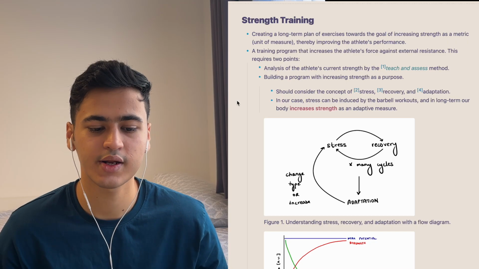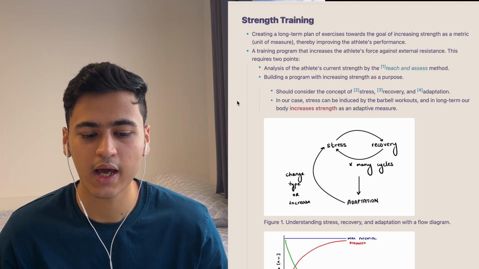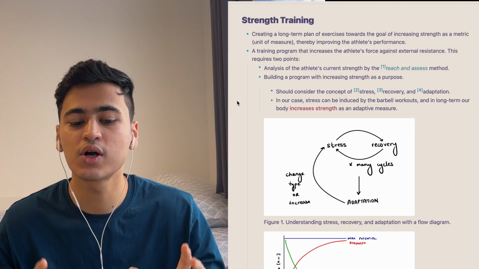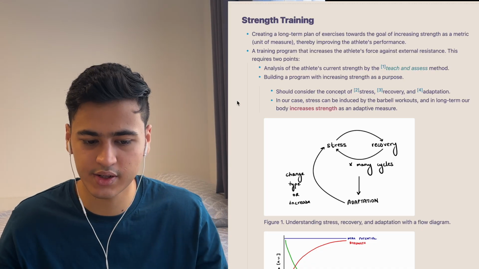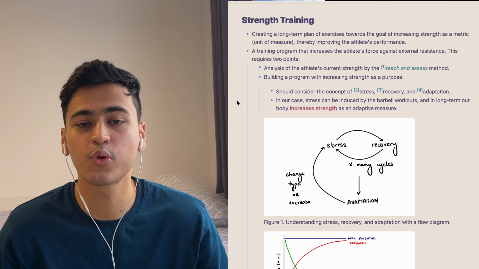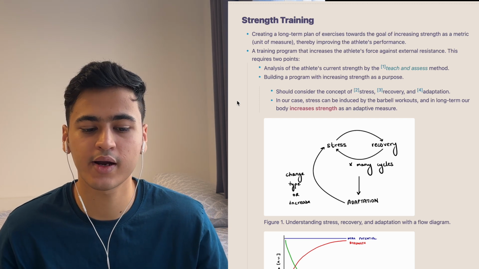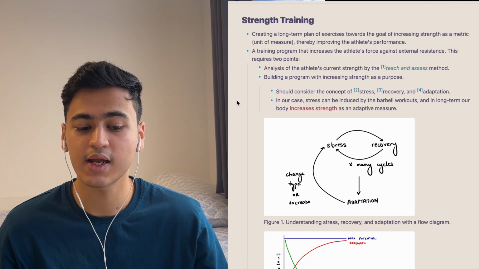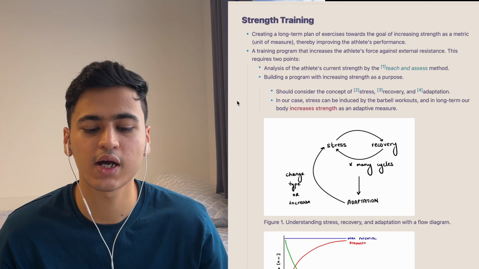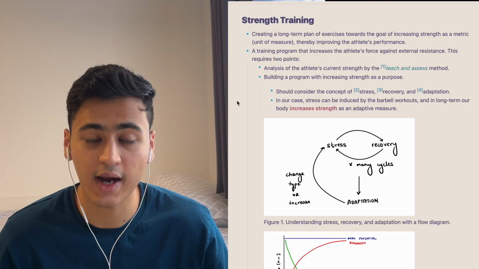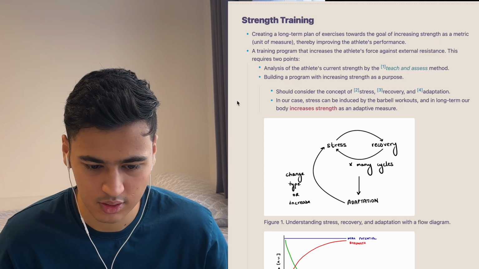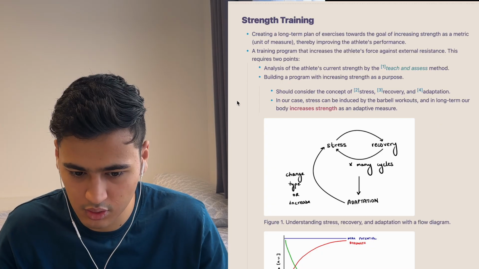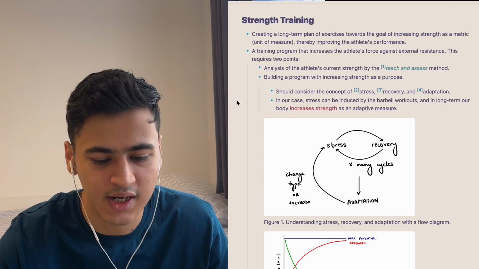So what is strength training? Creating a long-term plan of exercises towards a specific goal is called training. Training towards increasing strength as a metric, thereby improving an athlete's performance, can be defined as strength training. It is a training program that increases the athlete's force against external resistance, and this requires two major points. One is analysis of current strength of the athlete, and this can be done by the teach and assess method.